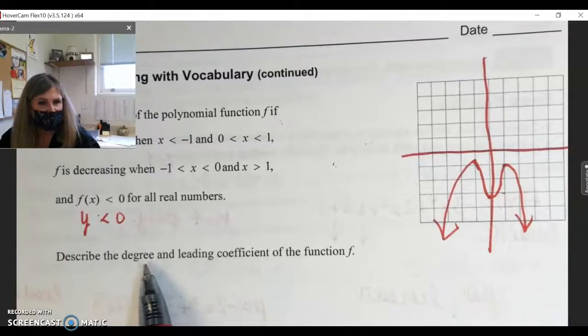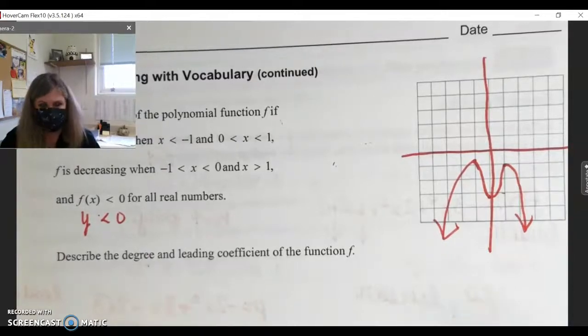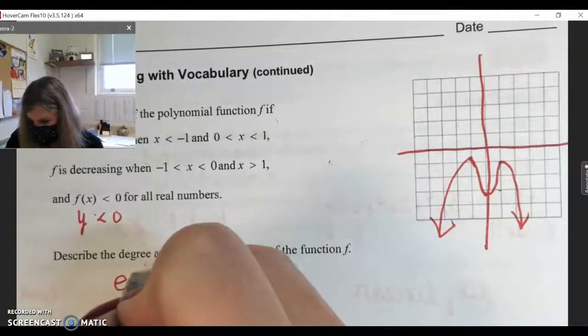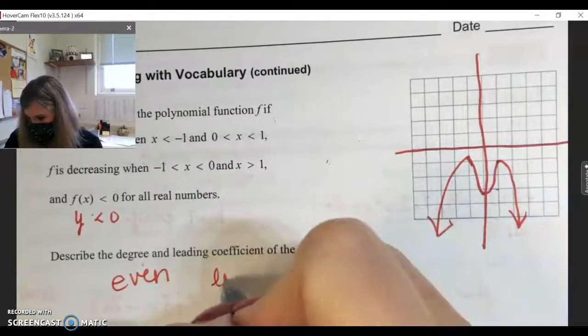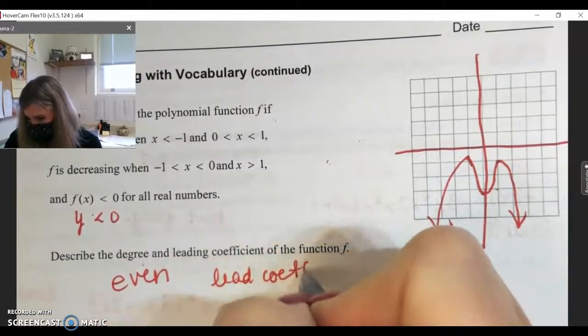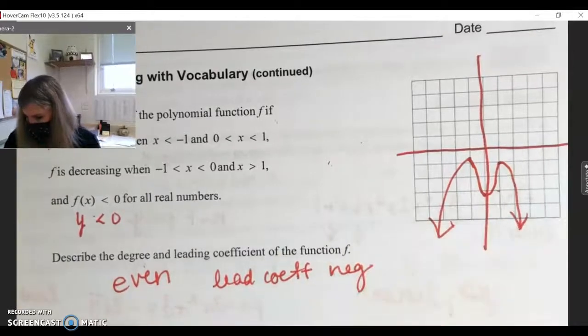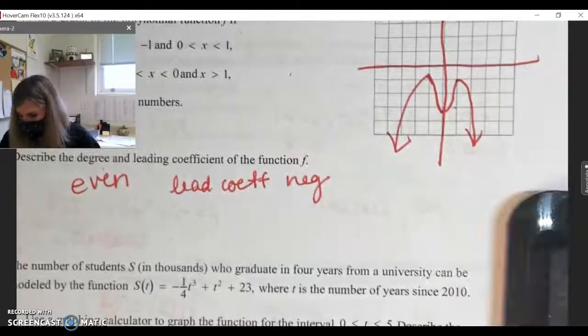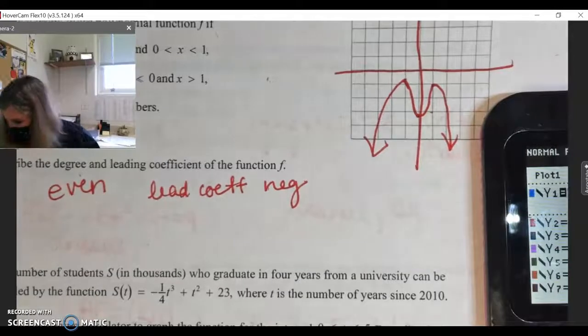It says to describe the degree. What's the degree have to be, even or odd? Even. And what about the leading coefficient, positive or negative? Negative. All right. Not sure I'll have time to get through this one, but let's see how it goes.